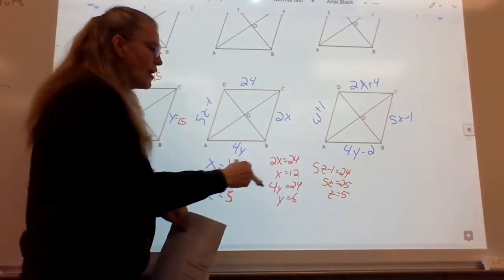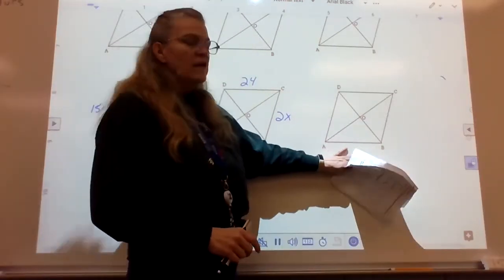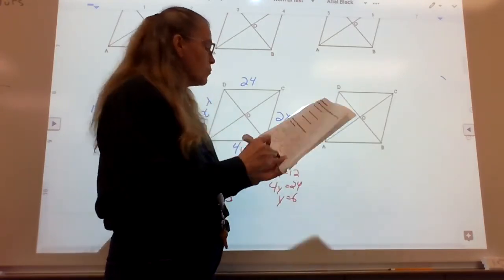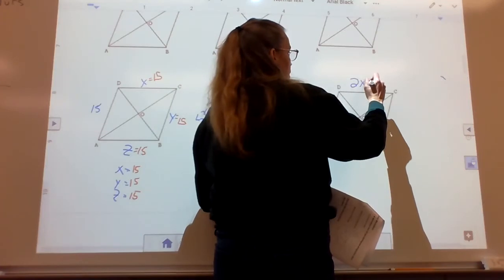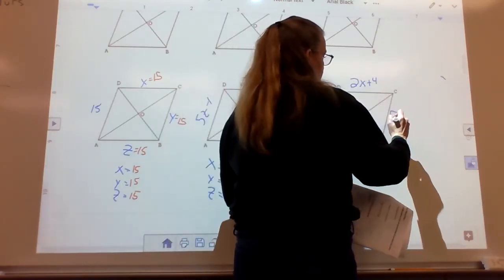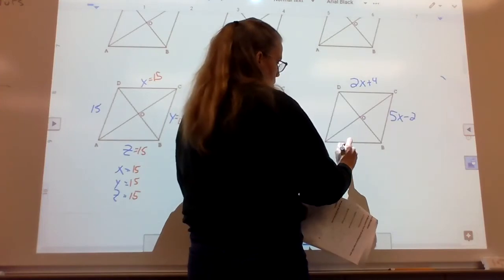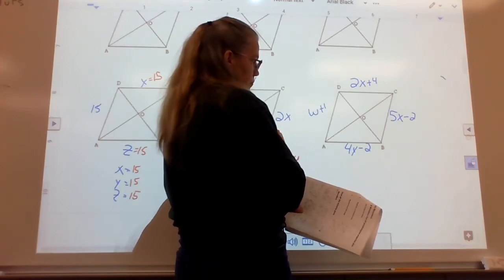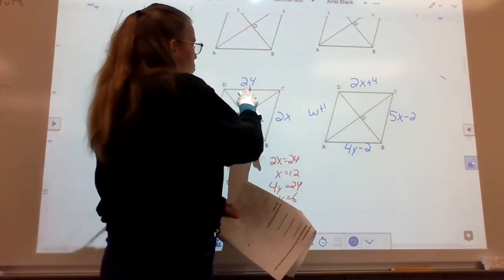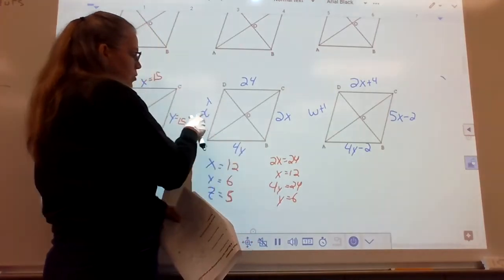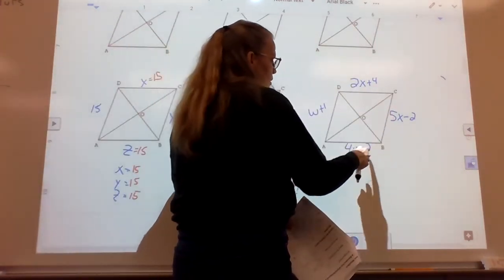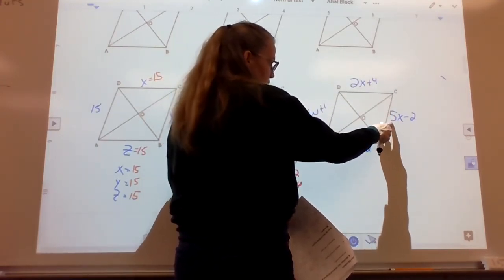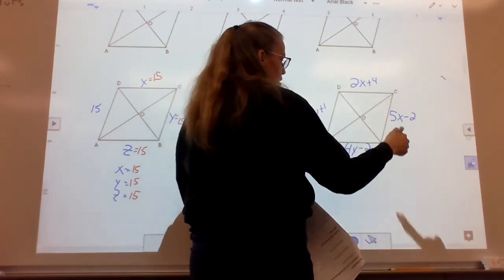Now this one's the hardest one. I'm going to go ahead and clean this back up. This last problem, probably the trickiest. Now let me go ahead and put the numbers in. 2x plus 4, 5x minus 2, 4y minus 2, w plus 1. Now, if you notice, this one had a 24, so I could just set each side equal to 24. This one, I don't know any side. I just know expressions. But this expression has an x, this expression has an x. So I'm going to set these two equal.